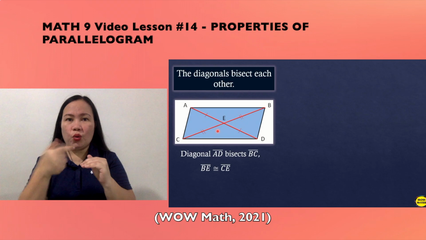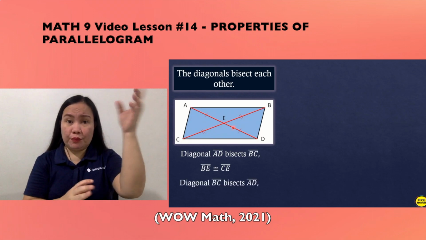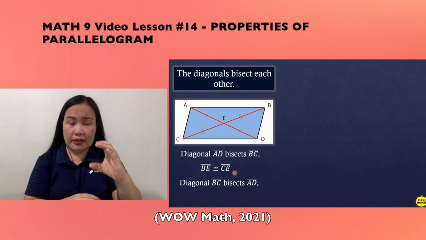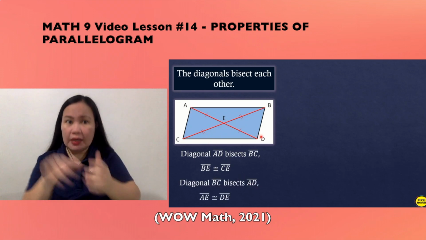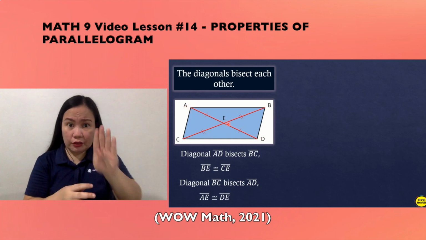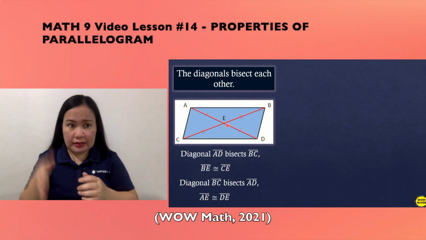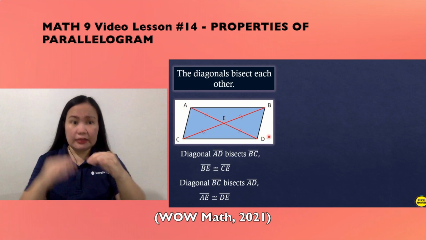Same sila ng sukat. So, if diagonal BC bisects yung diagonal AD natin, masabi din natin na yung AE natin ay congruent kay DE. So, kung ano yung sukat nito, same sa sukat nito. Okay?